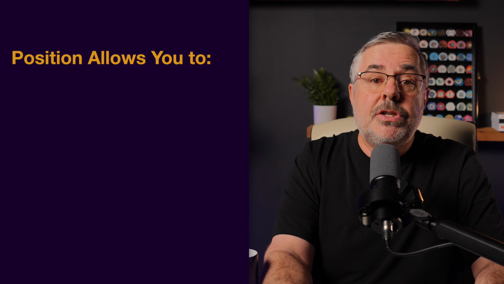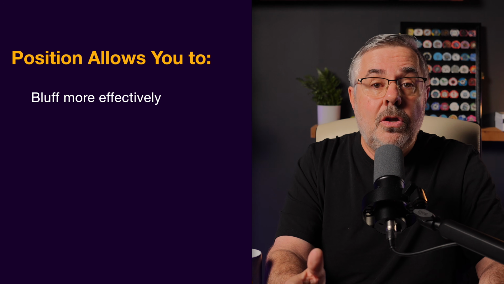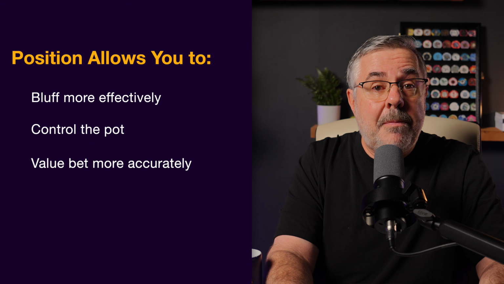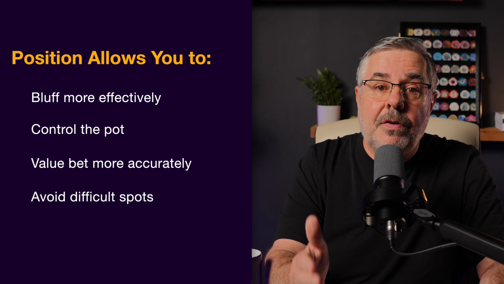Question number 3, who has position? This question is pretty simple, but it changes everything. Who gets to act last? If you have position, you get more information. You see whether your opponent checks or bets, and you get to see the bet size they choose. That makes your decisions easier. Position allows you to bluff more effectively, control the pot, value bet more accurately, and avoid difficult spots.